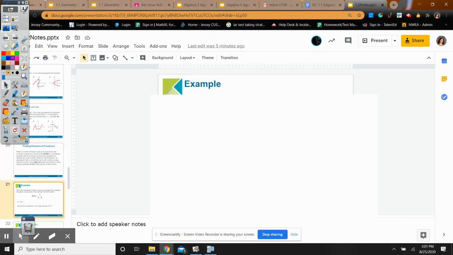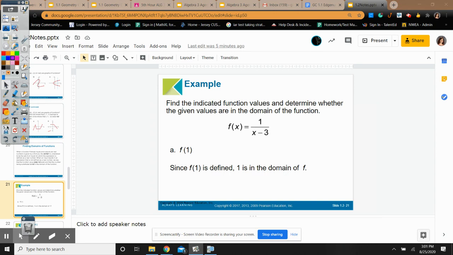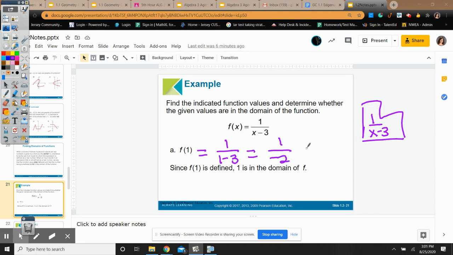So let's look at this guy. They want to know what the values of the function are. They want to know what f of 1 is. Can I plug 1 into this machine of 1 over x minus 3? Sure, I can. I take out the x and put in a 1. 1 over 1 minus 3 is 1 over negative 2, or negative 1/2. So the point (1, negative 1/2) is going to be on this graph. So 1 is in the domain. It is one of the things it can be.